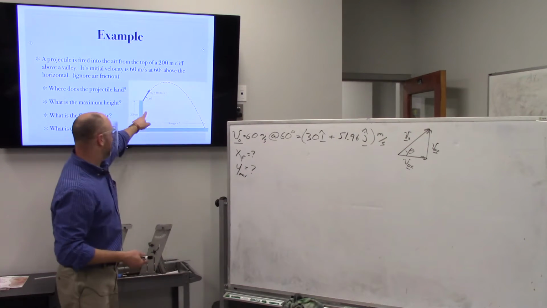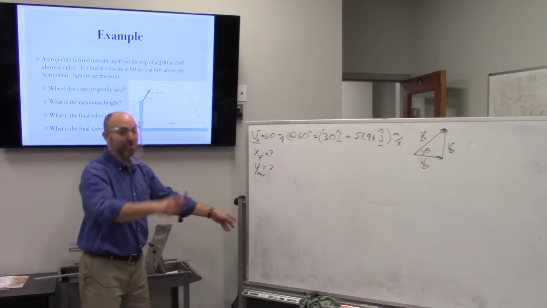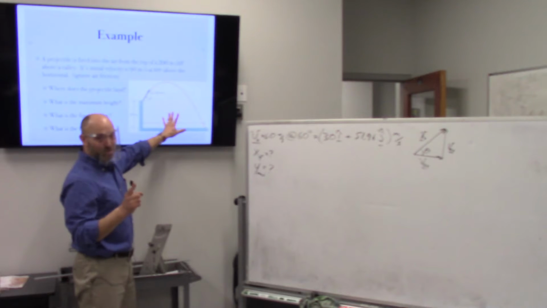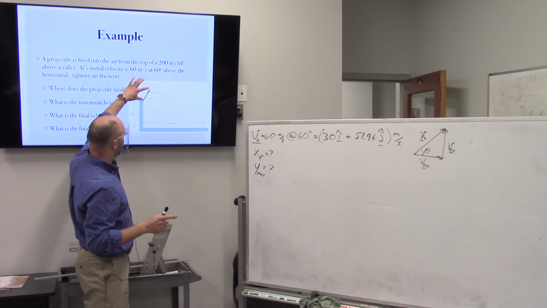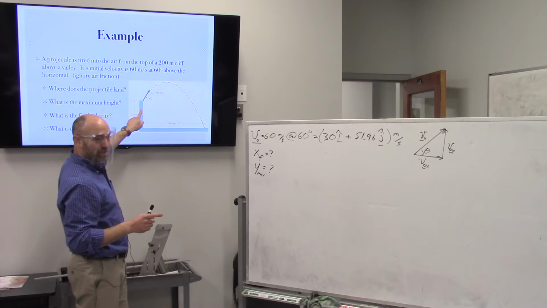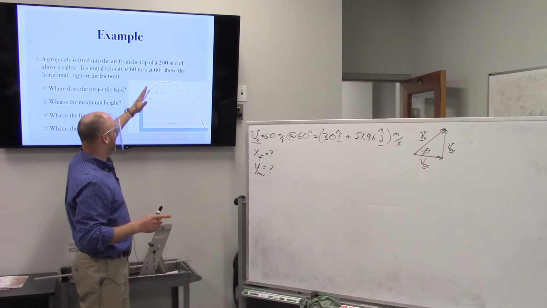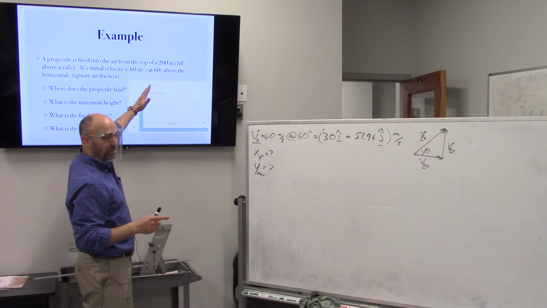I'm cheating because I've got the picture up here. Okay, so in your notes, you need to draw the picture. But then what you gotta do is look at the initial velocity vector. See how there's this blue line that's tangent to the orange curve right at the start point? That's your initial velocity vector.